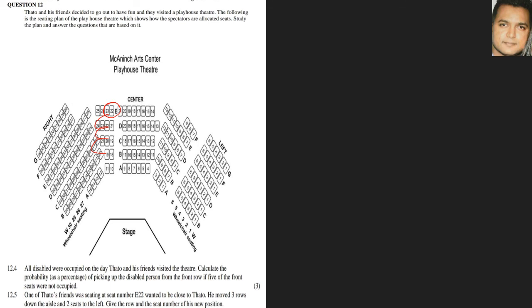Now that we are at this position here, we need to move 2 seats to the left. Now remember, towards the stage, that's my left and that's my right. So 2 seats to the left would be 1, and next to that is 2. So we see that we ended up in seat B16.